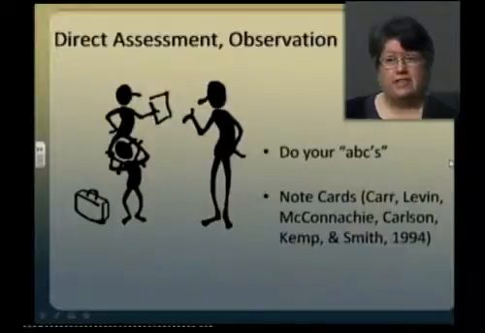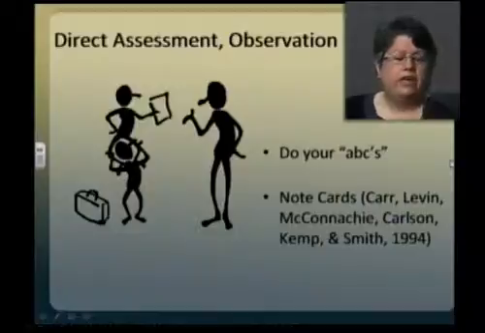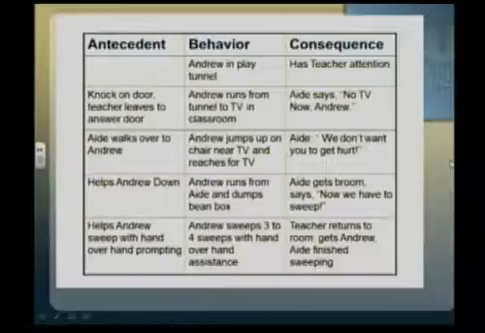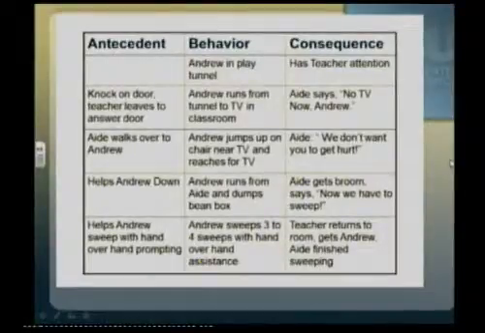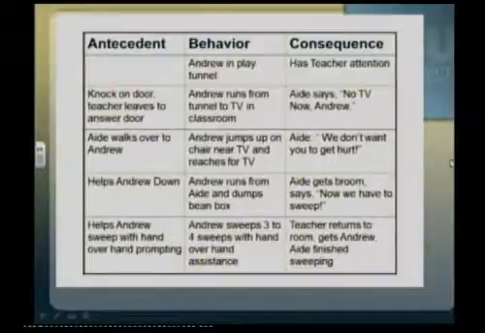In Andrew's case, because the teacher didn't have much information about the particular behavior, I went in and observed Andrew in his classroom. On the screen before you now is the antecedent behavior consequence chart that I used to observe Andrew and to try to figure out the function of his behavior. When I entered the classroom, Andrew was playing in a tunnel. He had his teacher's attention. His teacher was interacting with him. There was a knock on the door, and the teacher left Andrew to answer the door.